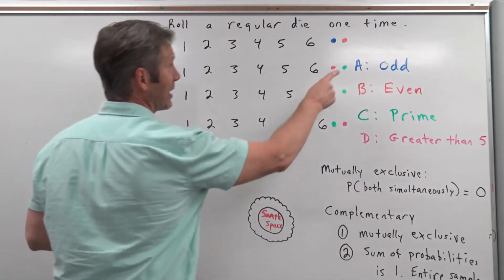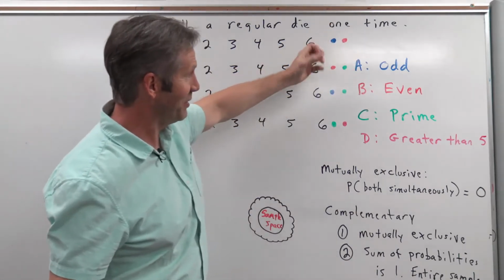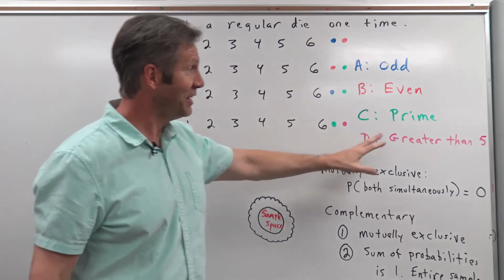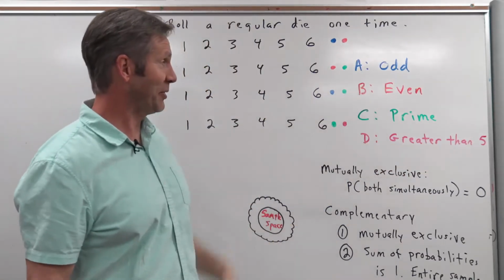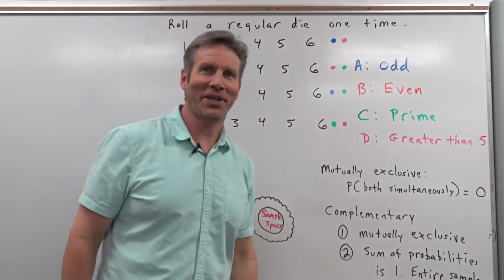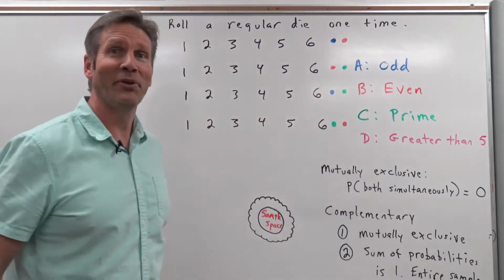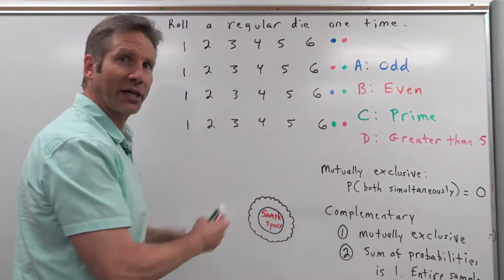So if we take a look at this, look at the color coding. A is for odd, B is even, C is prime, and D is greater than 5. So I got the different colors here. If you can't distinguish between the red and the pink, sorry, there is no pink anymore, it's just magenta. But anyways, if you can't differentiate between those, you're in trouble, but I'll be talking it through.